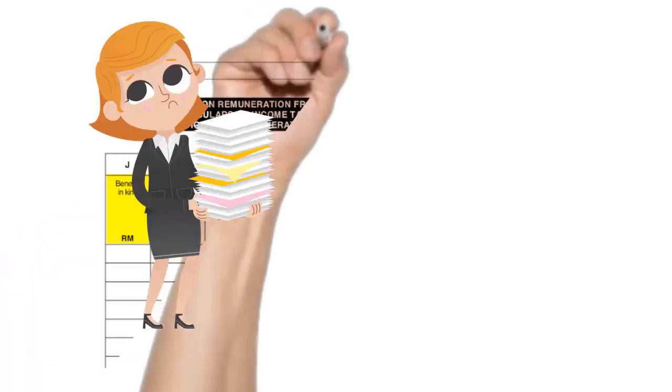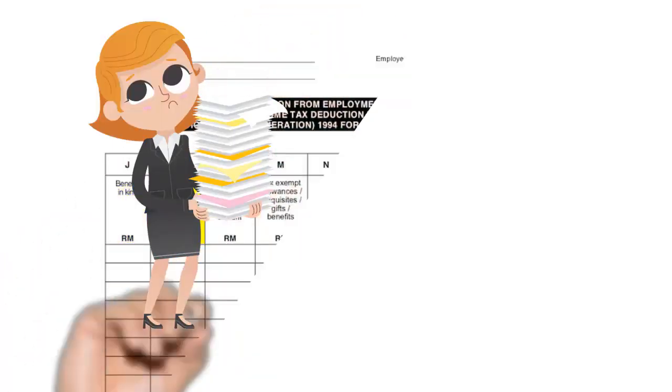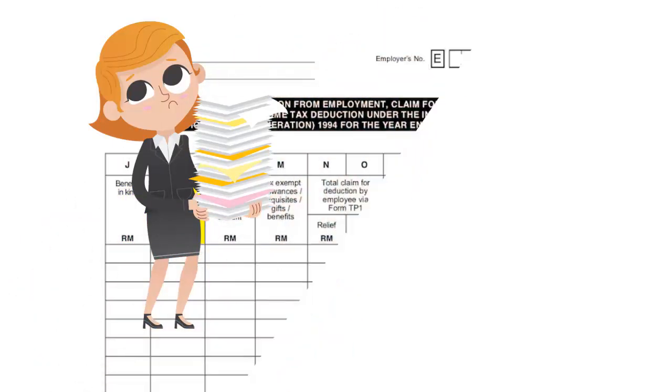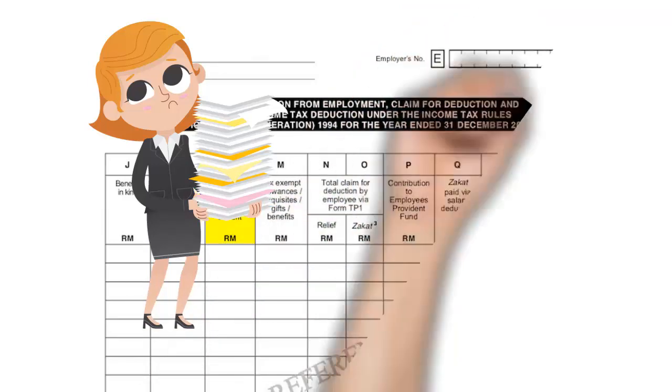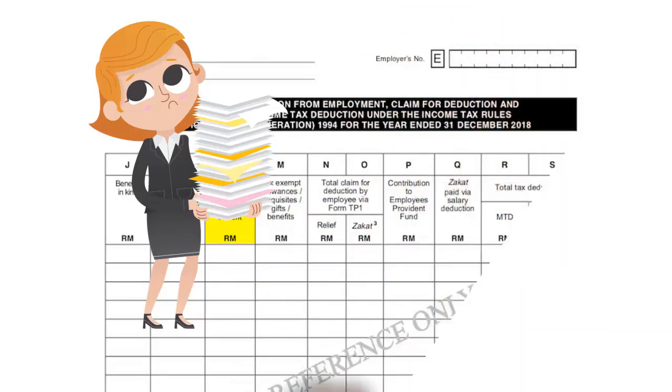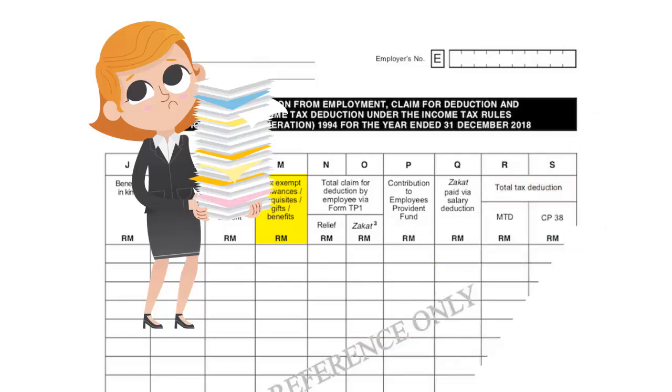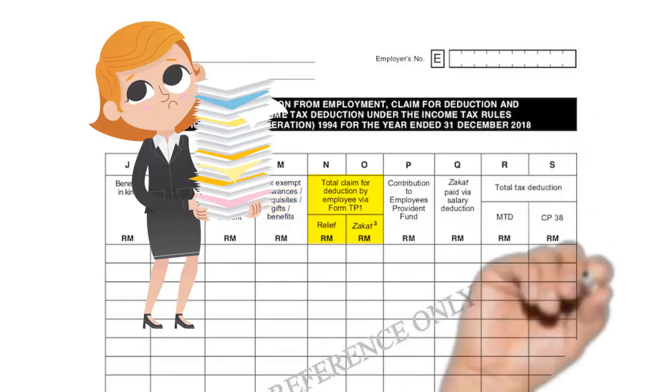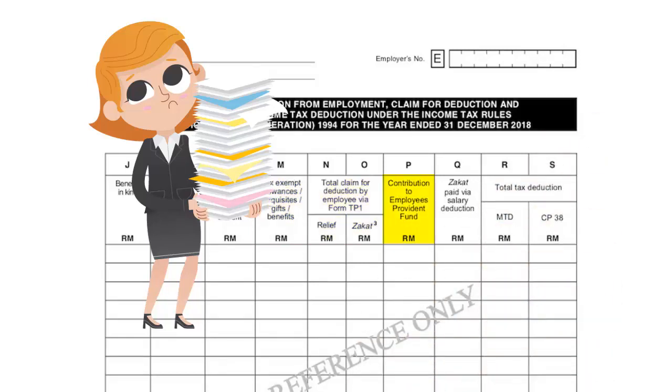If you look at page 2, they want you to disclose the benefit in kind. What is the value of living accommodation enjoyed by the employee, whether there's any e-source benefit, whether there are any tax exempt allowances, whether there's any TP1 claim. So what is the contribution to KWSP, Zakat, PCB, and any tax installment paid under CP38?